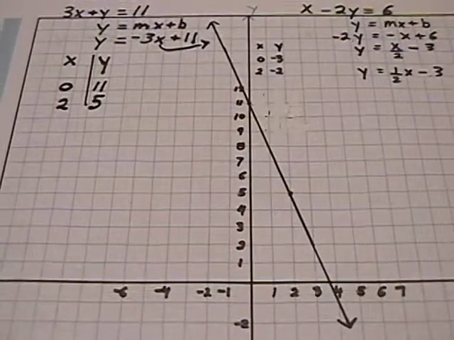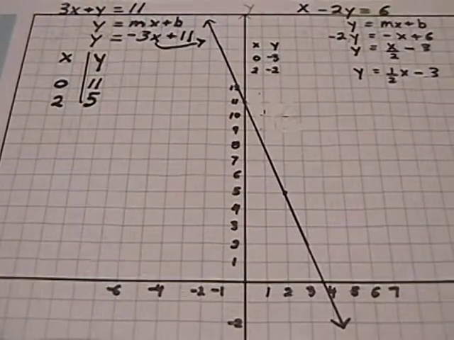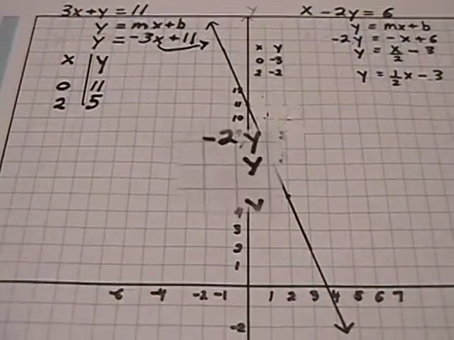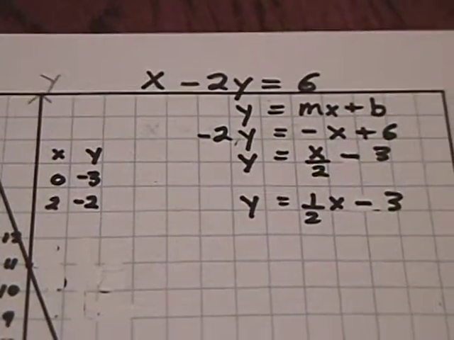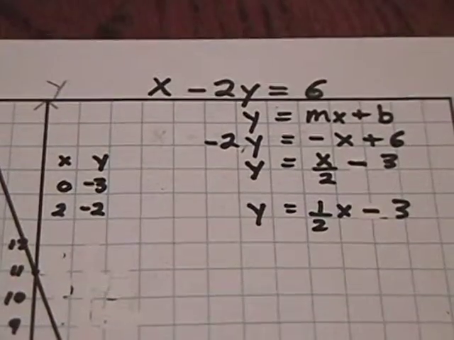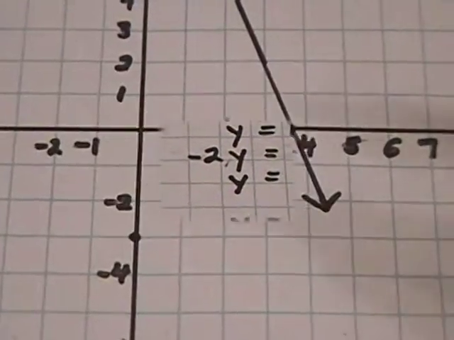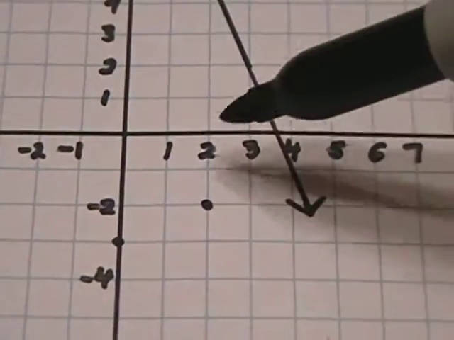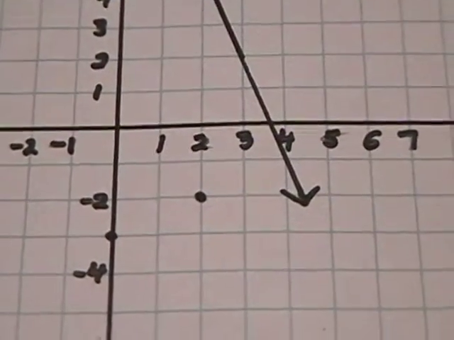Now I'll draw a line through it. There I've drawn a line, and I put arrows at the ends, because the line extends further at both ends. Let's put the other line on. The other line was x minus 2y is equal to 6, or y is 1/2 x minus 3, and those are 2 points, 0 and negative 3, 2 and negative 2. Here are the points, so I'm going to draw a line through those 2 points.